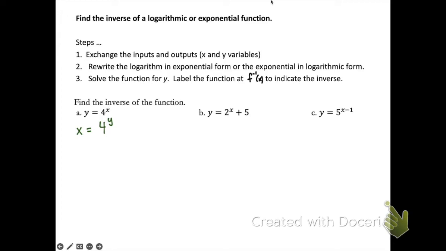I'm going to use my log-ride, but I can't log-ride when the exponent's on the right. So I'm going to just flip my whole equation really quick. And now I can draw my log-ride. So log form is going to be log base 4 of x equals y. The very last step on here is to, instead of using y, label the function as f inverse of x. That just tells me that it's the inverse function.